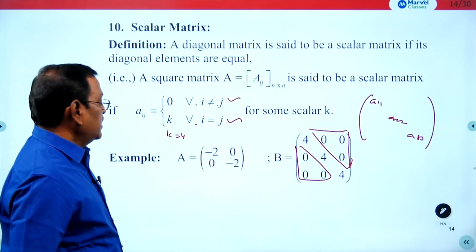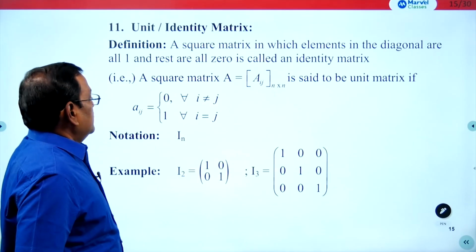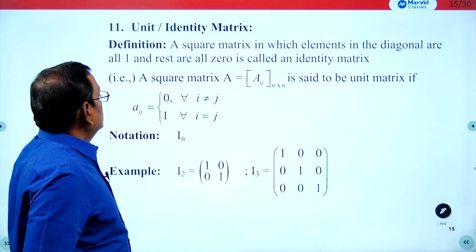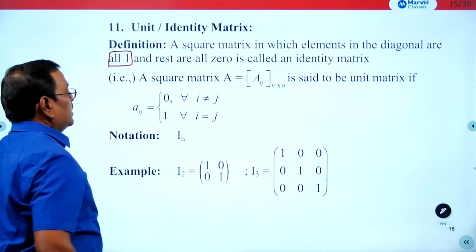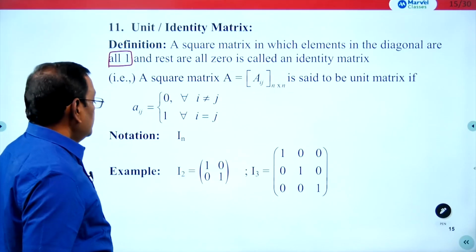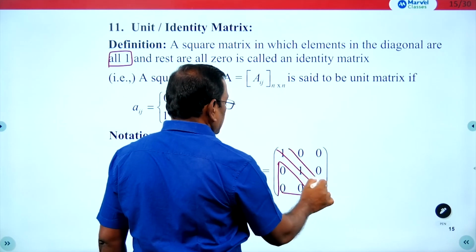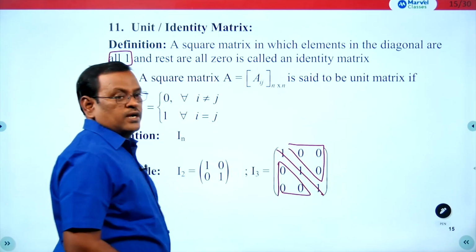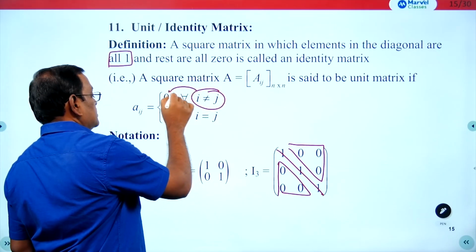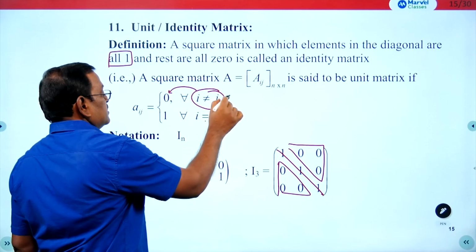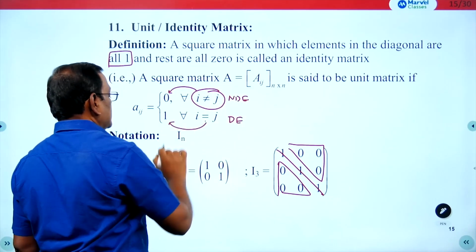And the last type, unit or identity matrix. A square matrix in which the elements in the diagonal are all 1 and the rest are all zeros. So it has two conditions. Condition number 1: non-diagonal elements are 0. Condition number 2: all the diagonal elements are 1.